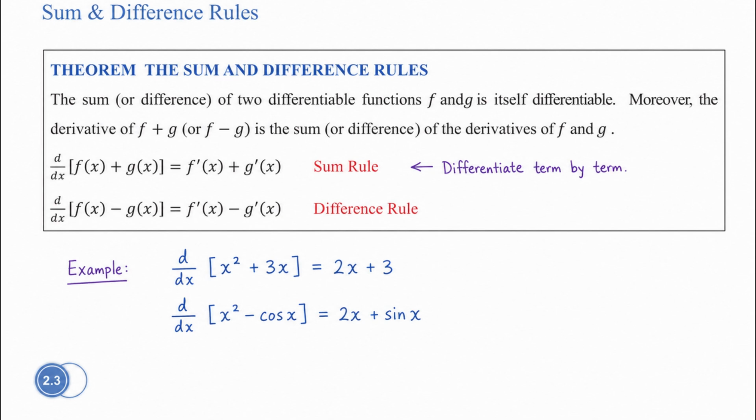For example, the derivative of x squared plus 3x equals the derivative of x squared plus the derivative of 3x. Using the power rule and constant multiple rule we learned before, this becomes 2x plus 3. Another example, the derivative of x squared minus cos x. Differentiate each term. The derivative of x squared is 2x. The derivative of cos x is negative sine x. So the derivative of x squared minus cos x equals 2x minus negative sine x, which equals 2x plus sine x. So the big idea is simple: for addition or subtraction, differentiate each part separately.